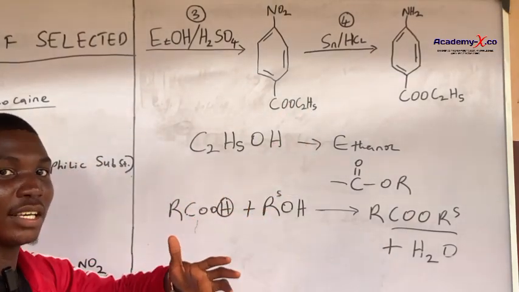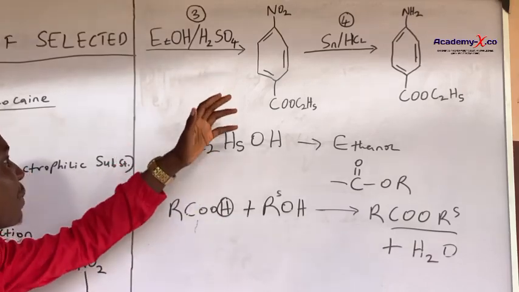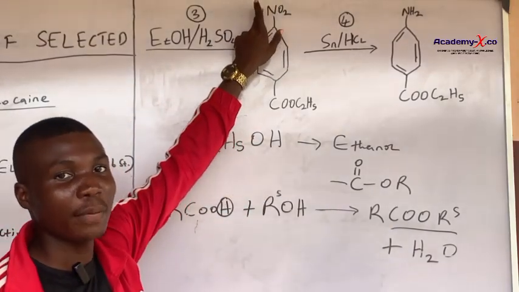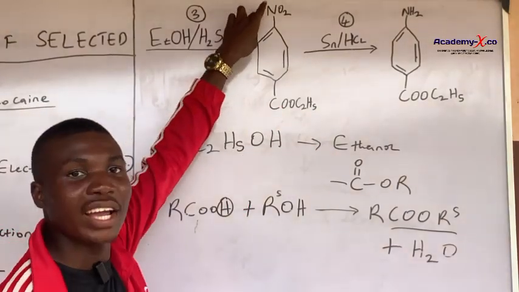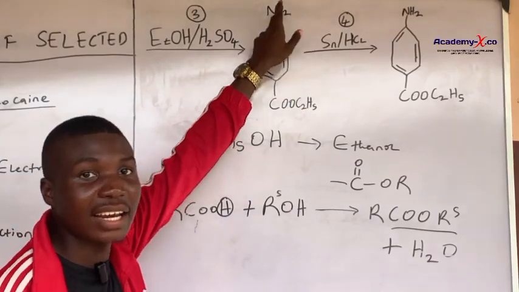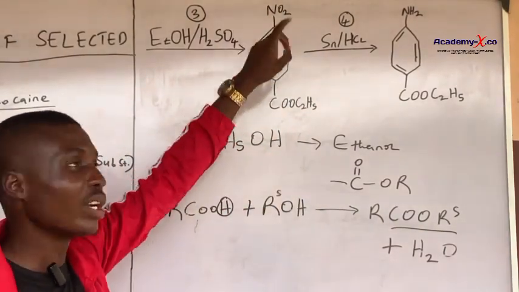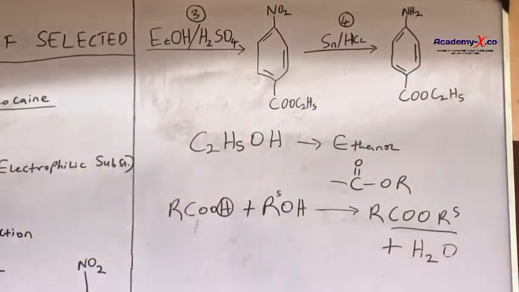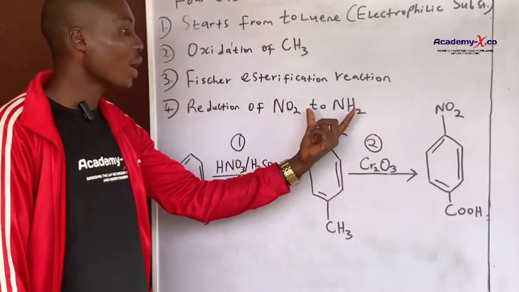You can already see that we are about to have our benzocaine fully formed. In this particular structure, we still have our nitro group, which is not what we desire, because this is ethyl 4-nitrobenzoate, or you can call it ethyl para-nitrobenzoate. But what we need is ethyl para-aminobenzoate. So we need to reduce the nitro group to an amine group. That is the fourth step in the process, which is reduction of the nitro group to an amine group.